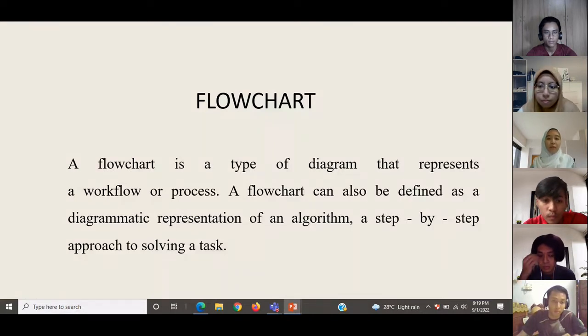A flowchart is a type of diagram that represents a workflow or process. A flowchart can also be defined as a diagrammatic representation of an algorithm, a step-by-step approach to solving a task.